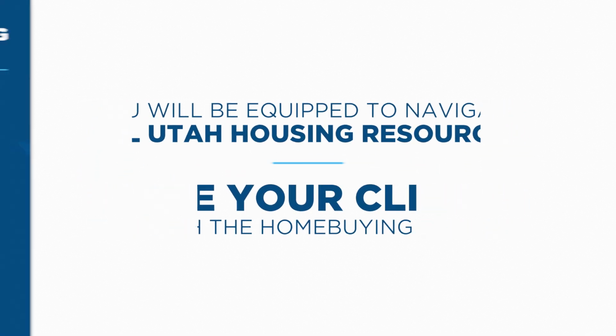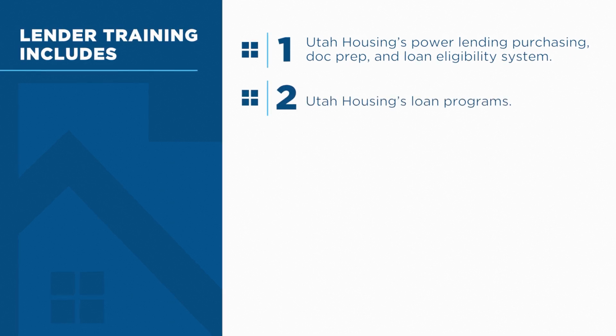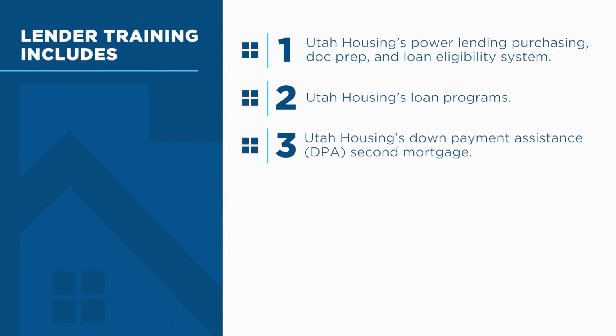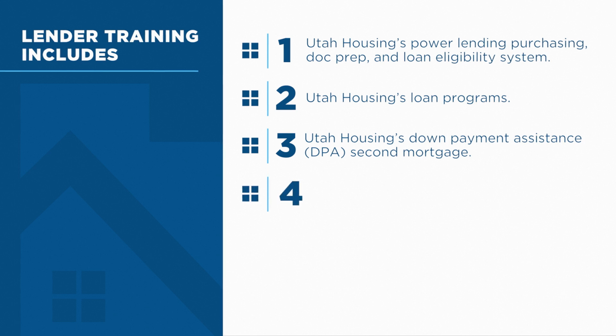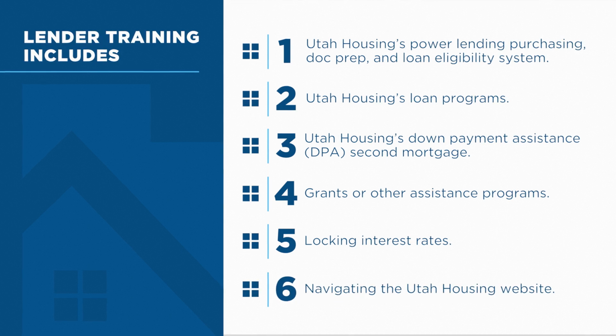home buying process. This training will cover: 1. Utah Housing's PowerLender purchasing, doc prep, and loan eligibility system. 2. Utah Housing loan programs. 3. Utah Housing down payment assistance, or DPA, second mortgage. 4. Grants or other assistance programs. 5. Locking interest rates. 6. Navigating the Utah Housing website.